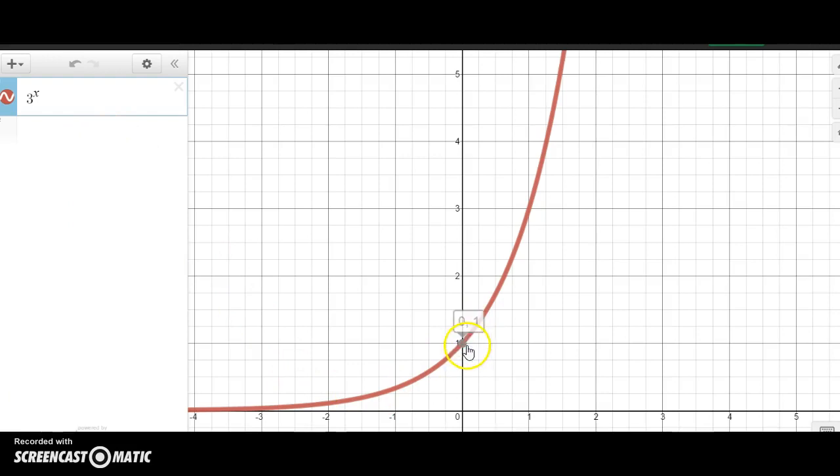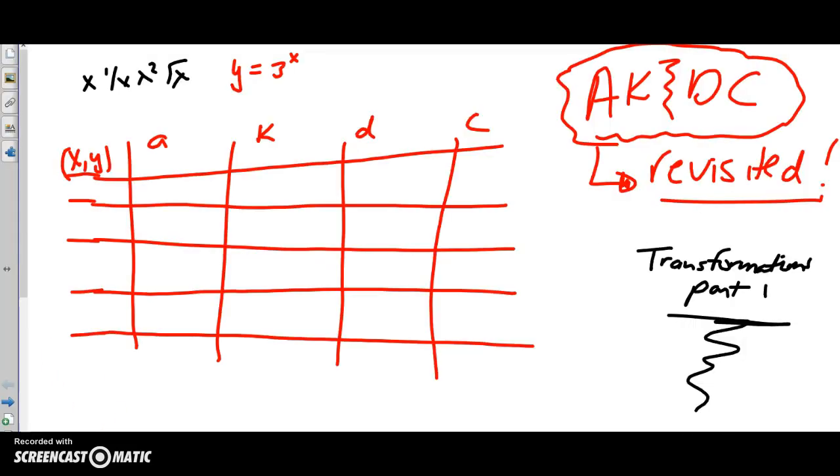Key points here: at x equals 0, I cross at 1. So that's my a. And I'm growing at a factor of 3. So at 1, I'm 3 times bigger here. So my ratio is 3. I go to 1, 3. And then the next point would be 2, 9, which you can't quite see here. So now we're going to modify this by adding and subtracting and multiplying and dividing with the help of AK and DC.